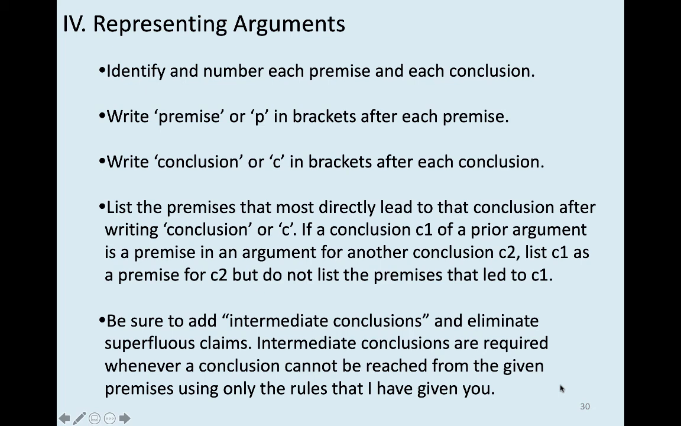Be sure to add intermediate conclusions. That is, conclusions you're drawing along the way, like in that argument I just gave, I have feathers was an intermediate conclusion, and to eliminate any superfluous claims. So when you're making an argument and you list a bunch of premises and then you have a conclusion, if there's any premise that isn't used to reach a conclusion, it's not really a premise and you should get it out of there. To include it in an argument shows, one, that you don't really understand what an argument is, but two, and more importantly for practical purposes, it's distracting.